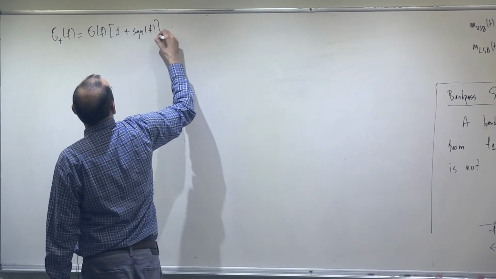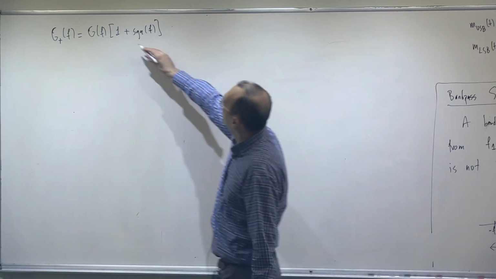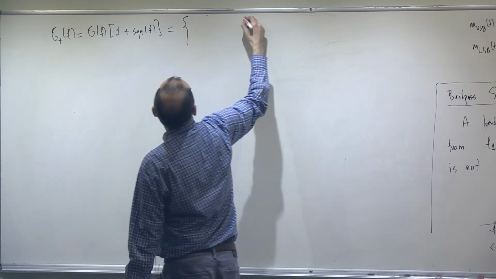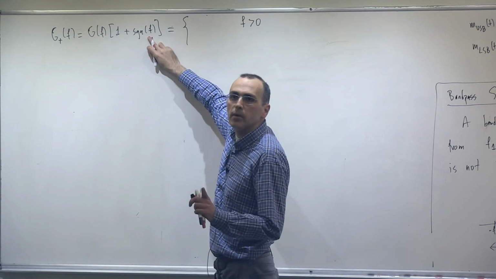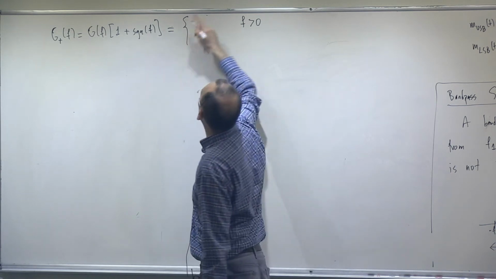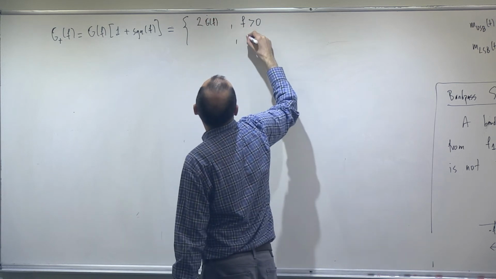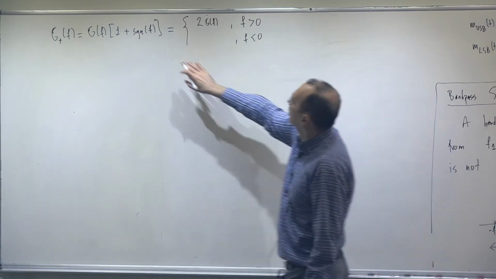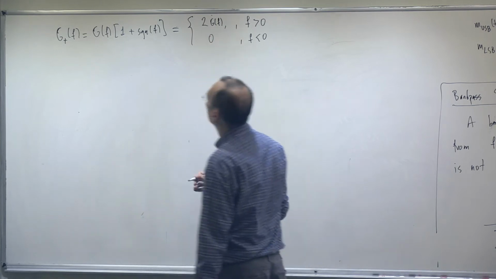So what's going on? It's a little interesting. 1 plus this. So this is actually equal to, when frequency is greater than 0, because signum function is piecewise defined. So when f is greater than 0, this is 1. 2 times G of f. When f is less than 0, this is minus 1. So this is identically equal to 0.